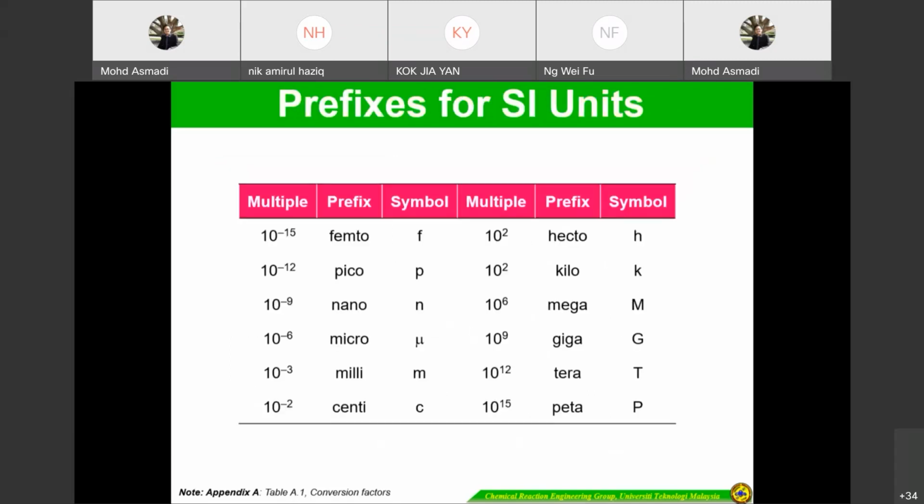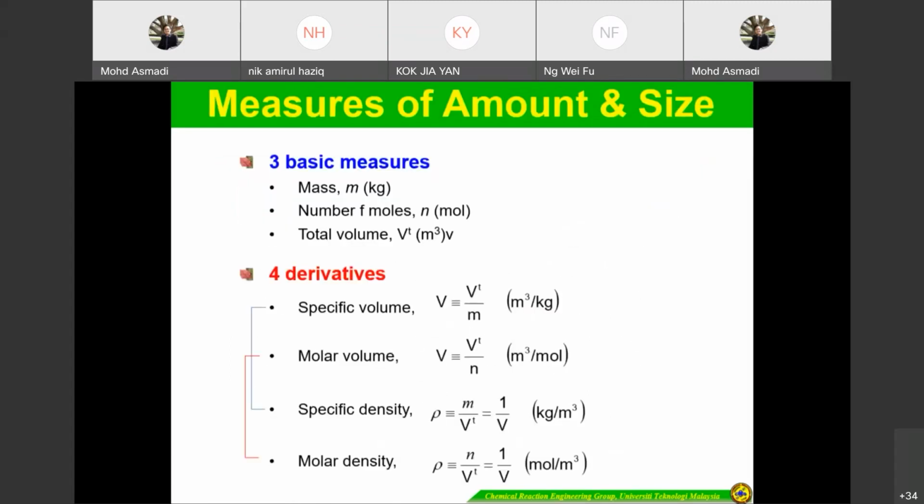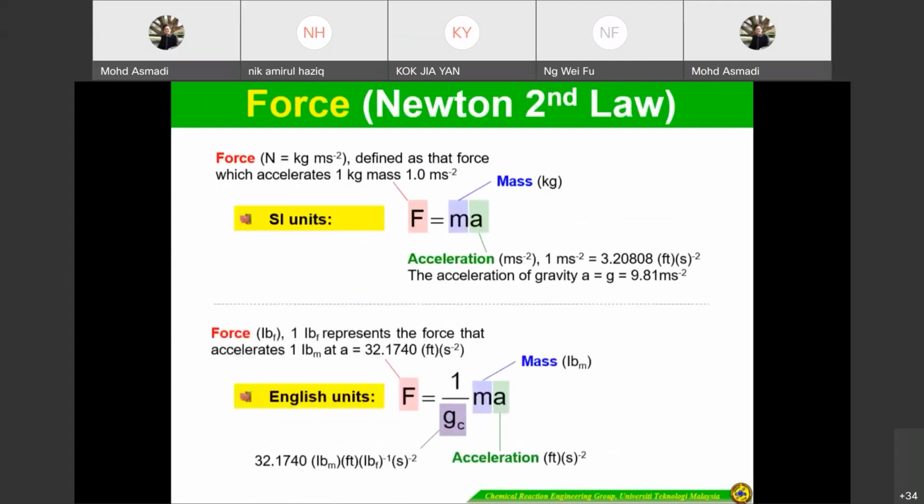Okay, prefix. I don't think I'm going to explain it, as well as volume, amount and size. How to convert volume. Molar volumes, density, mole. Weight. Force, F equals ma. This one is nothing.